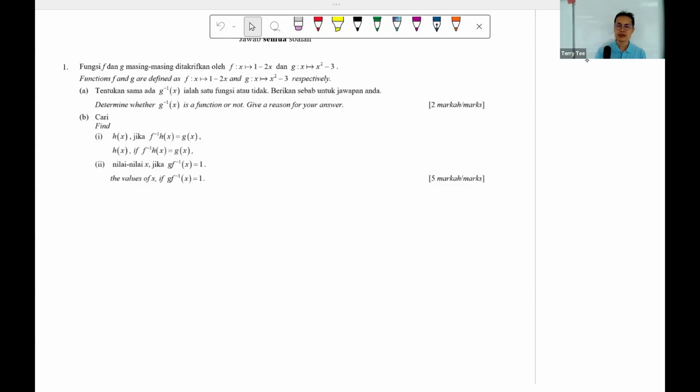So in this question, you're given f(x) equals 1 minus 2x and g(x) equals x squared minus 3. So you're going to determine whether g inverse is a function or not. To know whether g inverse is a function, we have to look at the original function. Your original function g(x) is x squared minus 3. The easiest way to determine whether it has an inverse or not is to do a sketch.